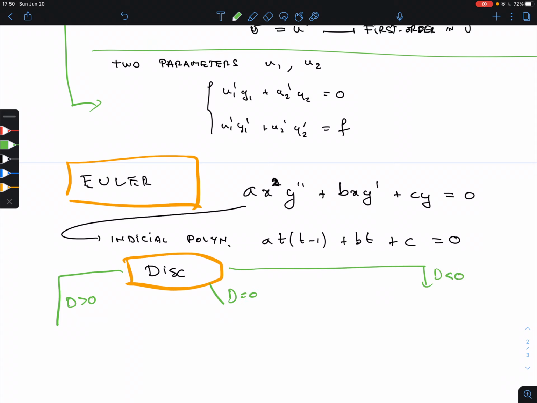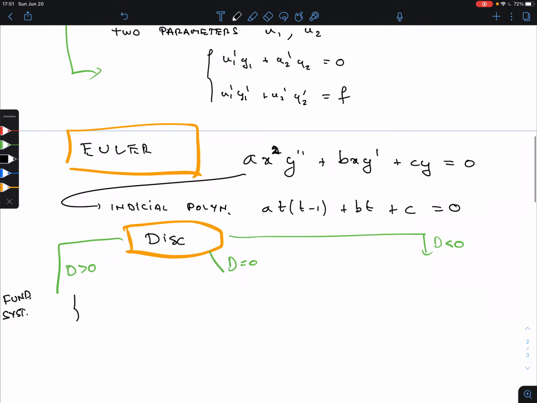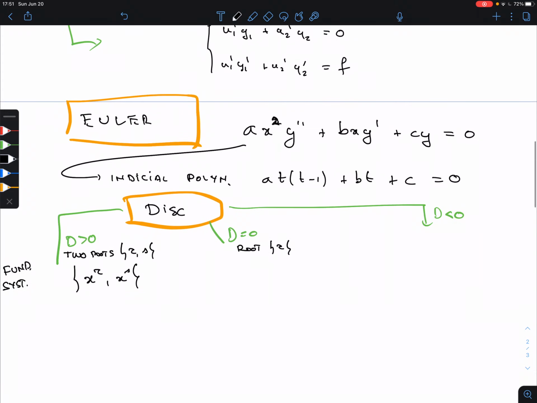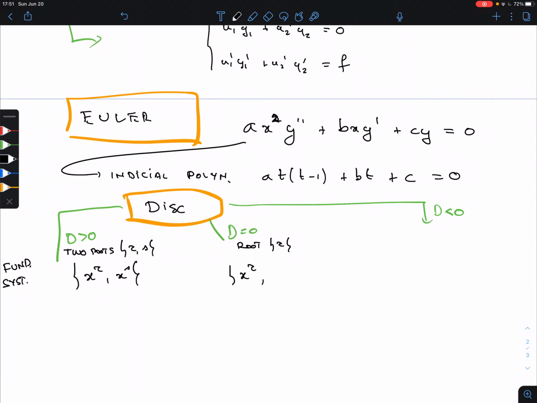And again, the fundamental system of solutions will be different. If we have two roots, let's call them r and s again, this would be x to the power r and x to the power s. If we have a single root r, now we do x to the r, but we cannot do it twice, so now we do x to the r times ln x. Here's the ln x that I got confused about in the beginning.